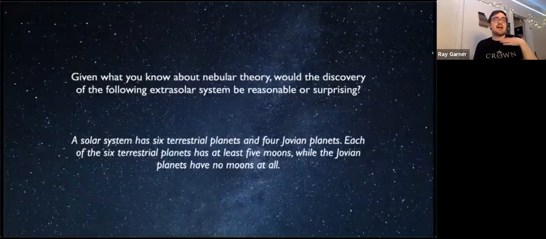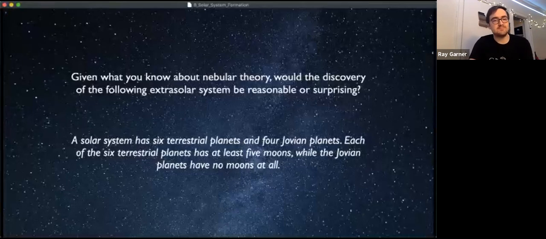Remember, the Jovians have enough gravity to essentially create their own little mini disk around them, forming moons out of that disk. Meanwhile, the terrestrial planets are too small to do that. And certainly, even after they've been formed, too small to hold on to 5 total moons each. That would be very, very weird. Something odd happened in that system. It would be very surprising if we found one like that.